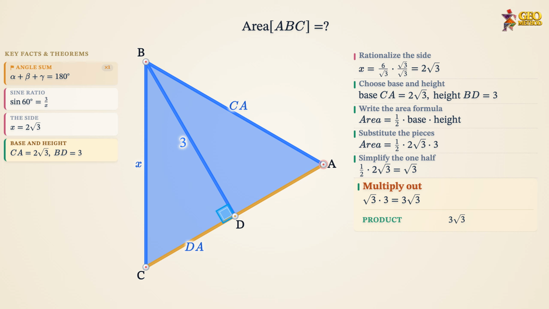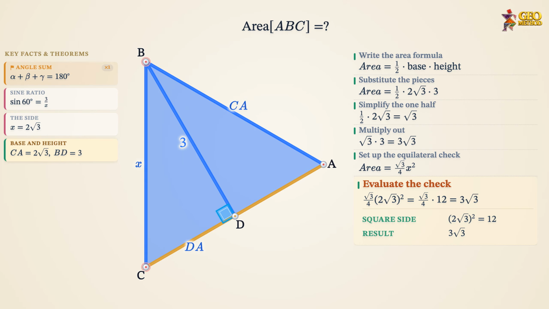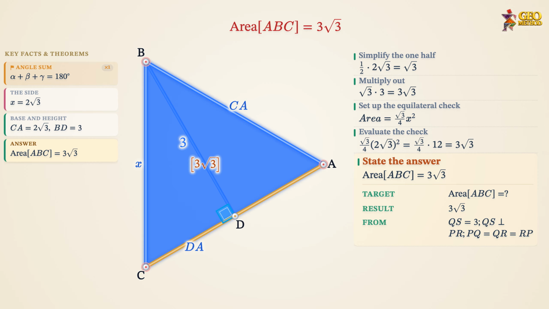Let us confirm this with a second independent method. There is a direct formula for the area of an equilateral triangle, root 3 over 4 times the side squared. We already found the side is 2 root 3, so this gives an independent way to check our answer. Squaring 2 root 3 gives 12, and root 3 over 4 times 12 is 3 root 3. Both methods land on the same value, so the answer is confirmed. So the answer is 3 square root of 3.